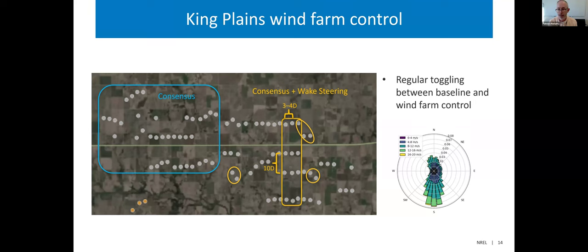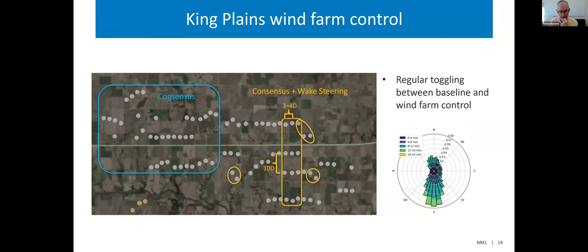And then the second form of wind farm control is wake steering. And so this is really just yawing turbines that are upwind of other individual turbines, such that the wakes from those turbines are turned away from the downstream turbines. The primary location for wake steering plus consensus is this box here of 12 individual turbines. But the spacing is actually quite large in between the turbines, so it's a well-designed wind farm to minimize wakes.